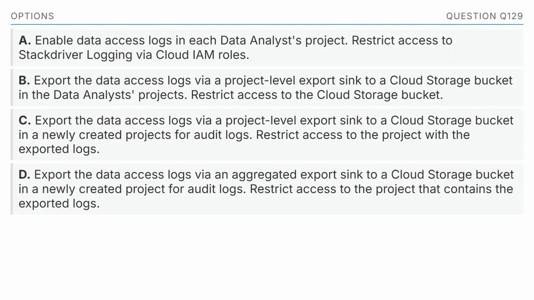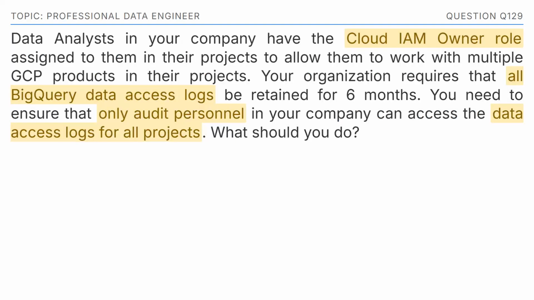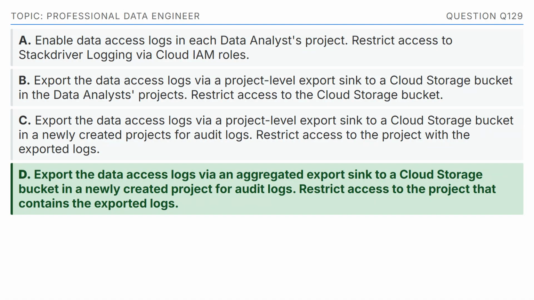Option D. Export the data access logs via an aggregated export sink to a cloud storage bucket in a newly created project for audit logs. Restrict access to the project that contains the exported logs. To arrive at the correct answer, we focus on the keywords: Cloud IAM Owner Role, all BigQuery data access logs, only audit personnel, data access logs for all projects. The correct answer is option D. Export the data access logs via an aggregated export sink to a cloud storage bucket in a newly created project for audit logs. Restrict access to the project that contains the exported logs.